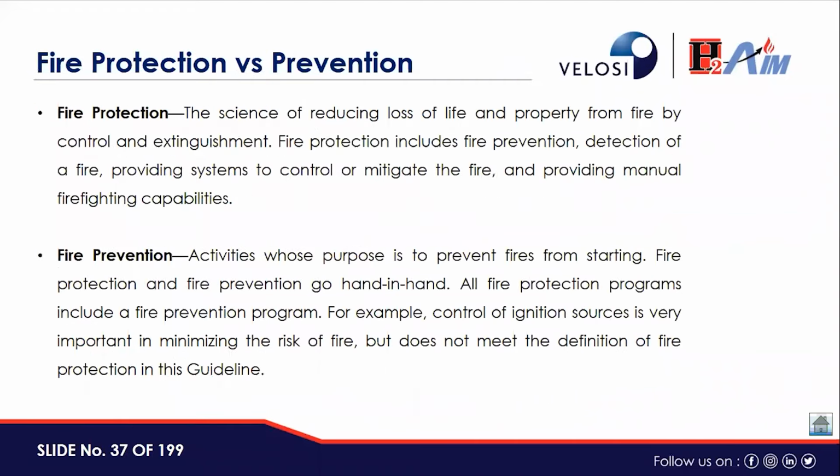Now, let us discuss what is fire protection and what is fire prevention, how we define fire protection and how we define fire prevention. For fire protection, we can say that it is the science of reducing loss of life and property from fire by controlling and extinguishing. Fire protection includes fire prevention, detection of a fire, providing systems to control or mitigate the fire, and providing manual firefighting capabilities.